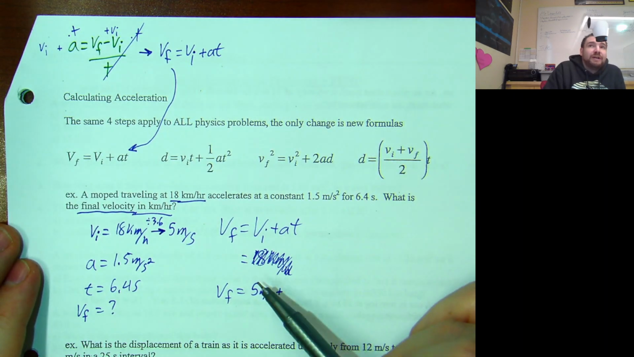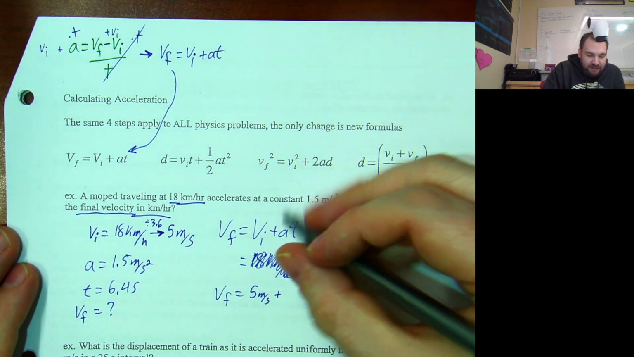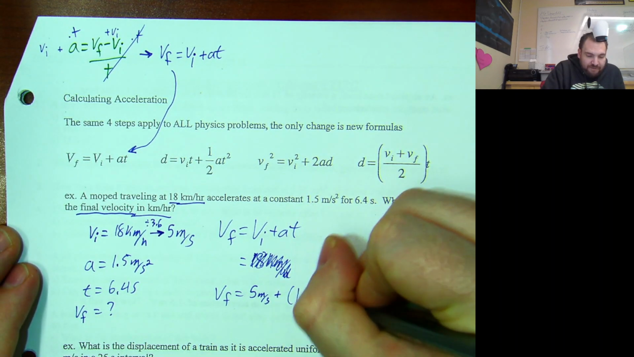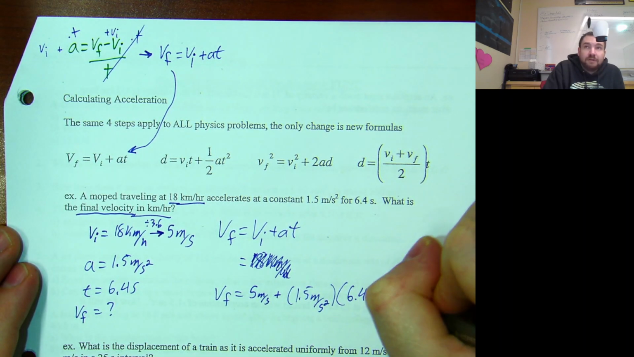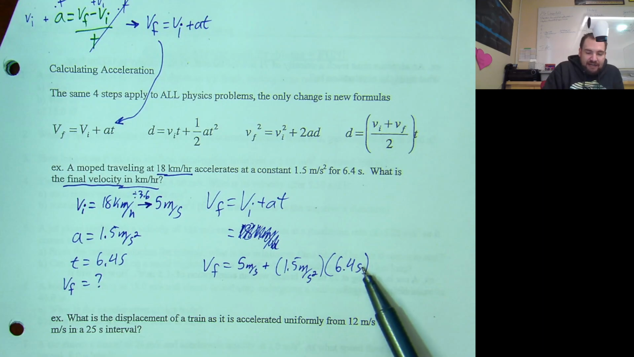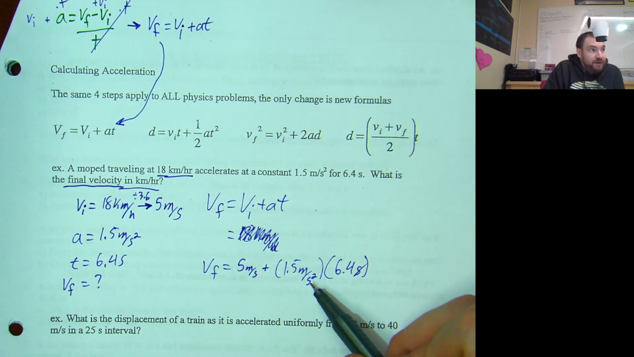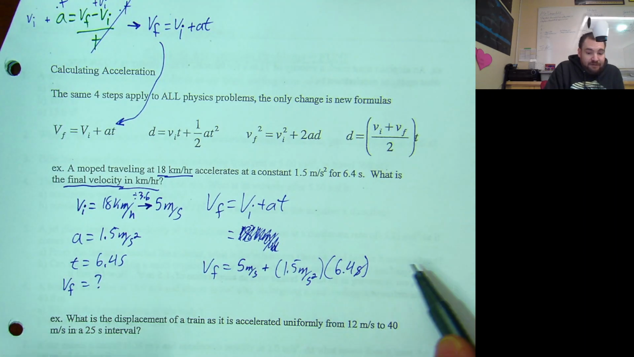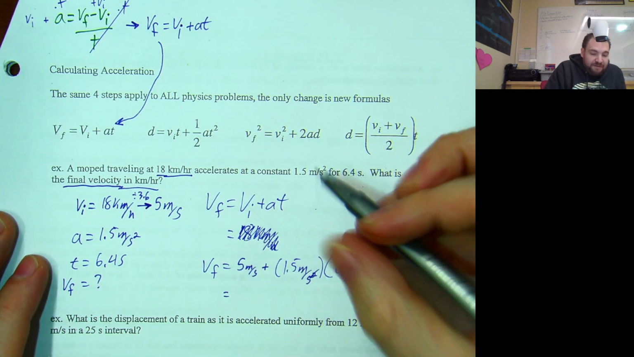plus, and when you guys do it, you don't have to necessarily put the units here, but I want to show you what the units are going to do. I've got 5 meters per second plus 1.5 meters per second squared times 6.4 seconds. I'm multiplying seconds and meters per second squared, so this second here is going to cancel with one of my 2 seconds on the bottom, because I've got seconds squared. That's seconds times seconds. That second is going to cancel with one of those seconds squared. So this is going to give me meters per second.